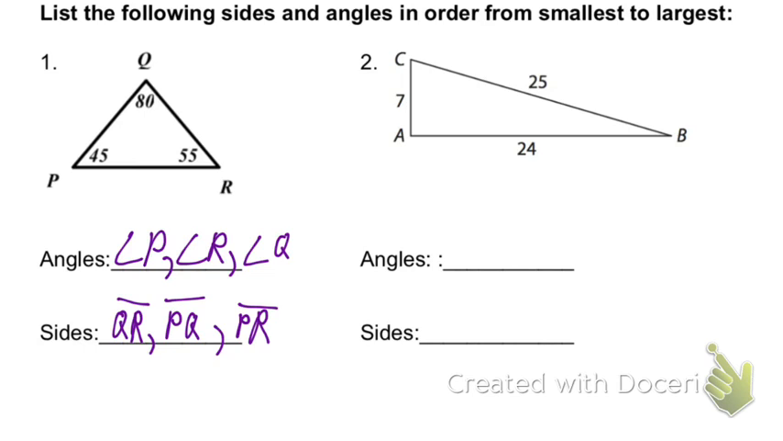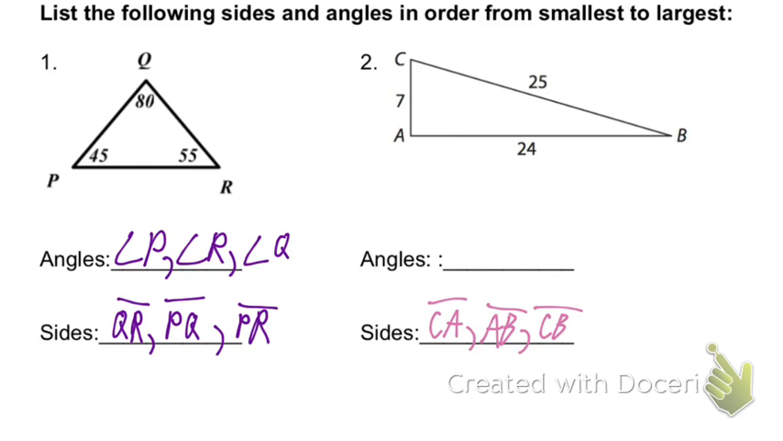Now let's say we go the reverse way. On number 2, do you know any of the angles right now? No. What do we know? Side lengths. So let's go by sides first. What's our smallest side? Side CA or AC, it doesn't matter which. What's the next smallest side? AB or BA. What's the next smallest side? CB or BC.